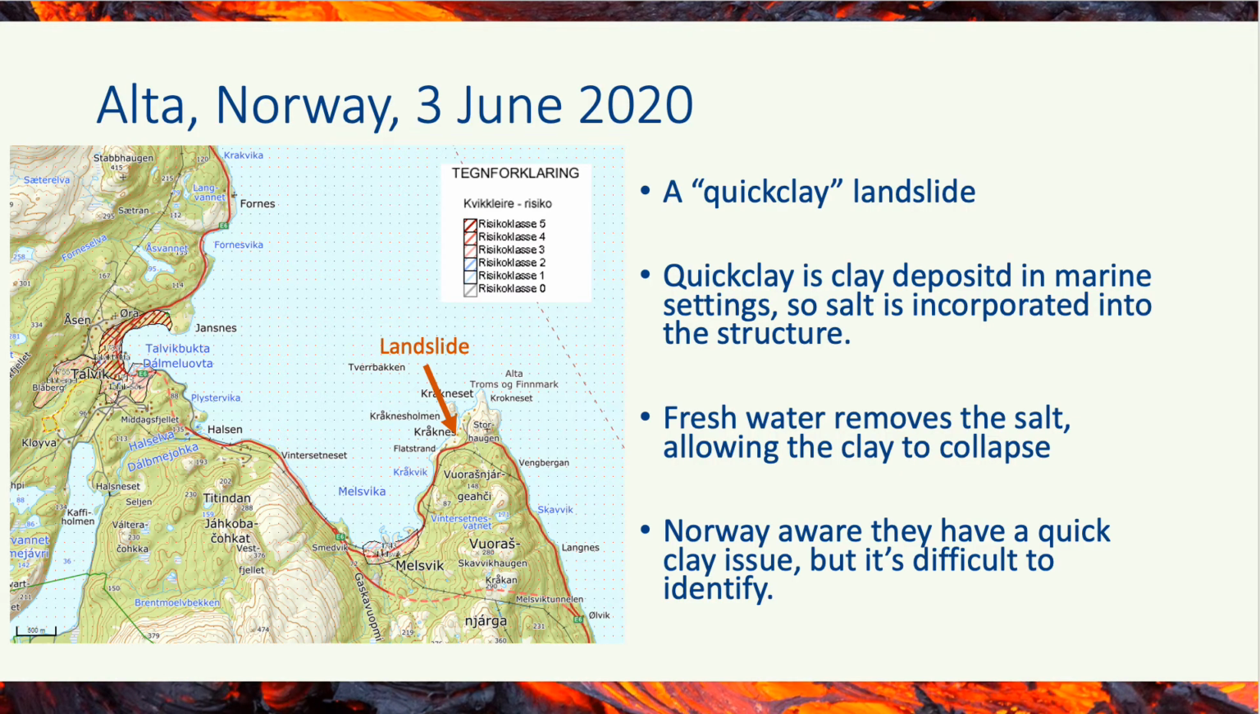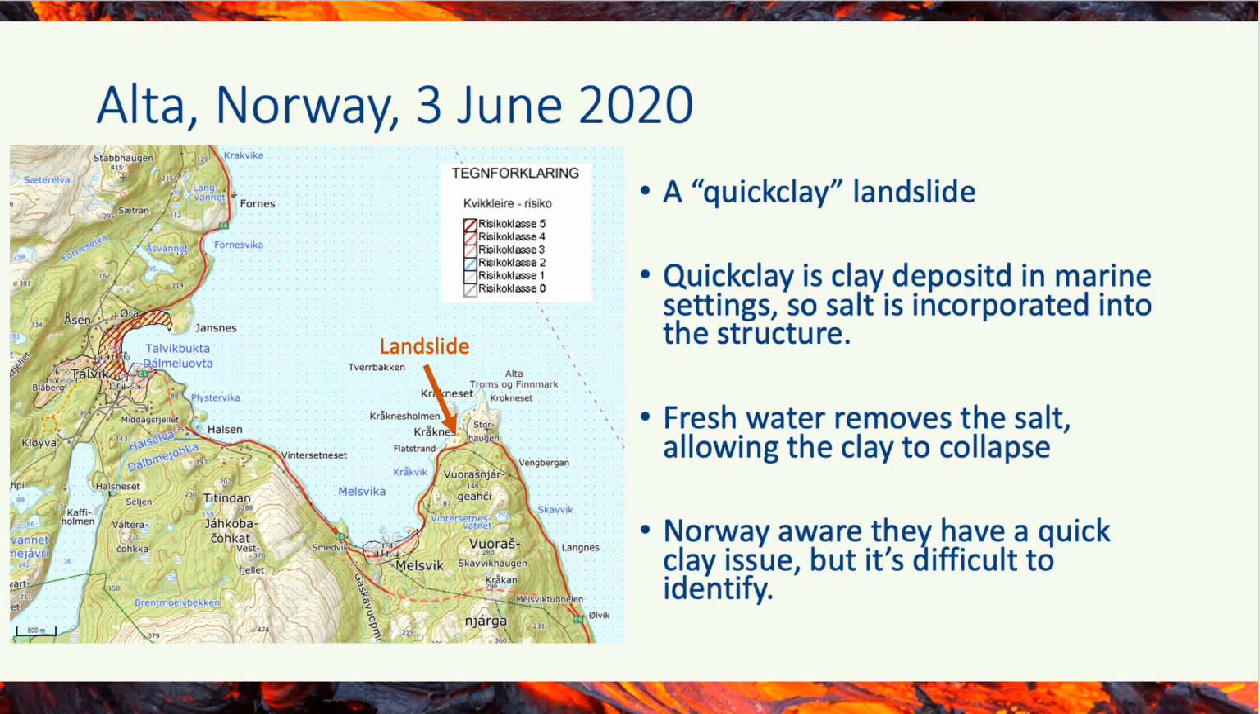So as an example of one of these catastrophic landslides, we had a really good example earlier this month in Alta in Norway, and this is what's known as a quick clay landslide. So quick clay is a clay that's deposited in a marine setting. It's deposited under seawater, and as the clay forms, you end up with salt crystals forming within the structure. And if you add too much fresh water, that fresh water can remove the salt, and this salt that had been crystallized and holding some of this clay together, as it's removed, the clay weakens.